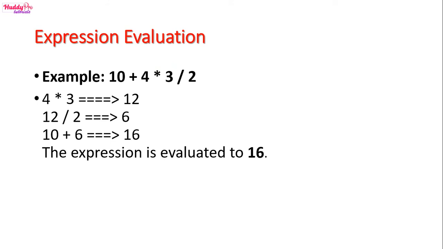Okay, so here you are seeing 4 times 3. We have chosen multiplication over division, because multiplication is on the left and division is on the right. So 4 times 3 giving us 12. Now we go to division. 12 divided by 2 giving us 6. Now we come to the addition, 10 plus 6, we get 16. So our answer is finally 16.